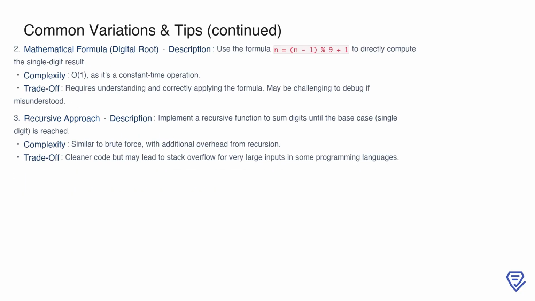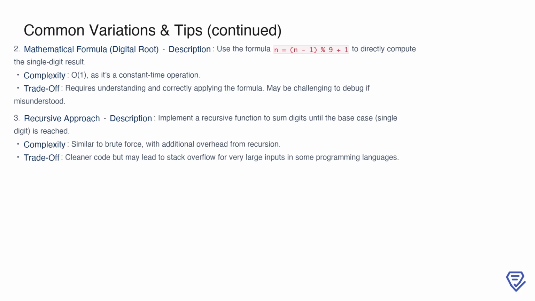An alternative and much more efficient approach is to use the mathematical formula for the digital root, expressed as (n-1) % 9 + 1. This method directly computes the result in constant time, making its complexity O(1). However, the trade-off is that it requires a clear understanding of how the formula works, as any misunderstanding can lead to incorrect results. Debugging errors in this approach can also be challenging if you don't fully grasp the underlying mathematics.